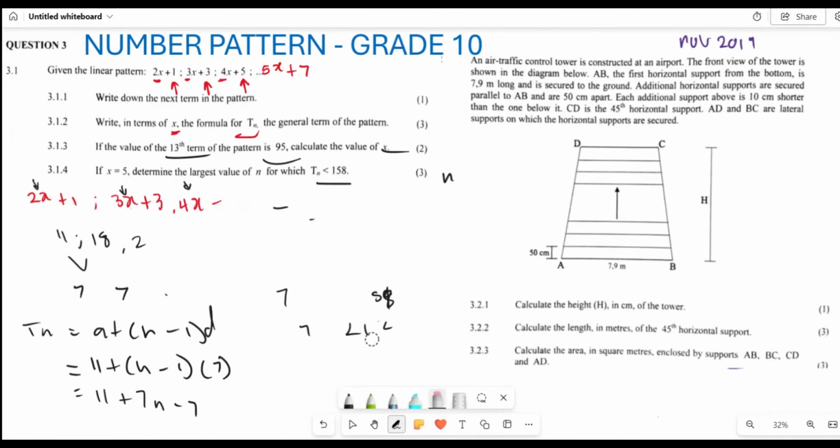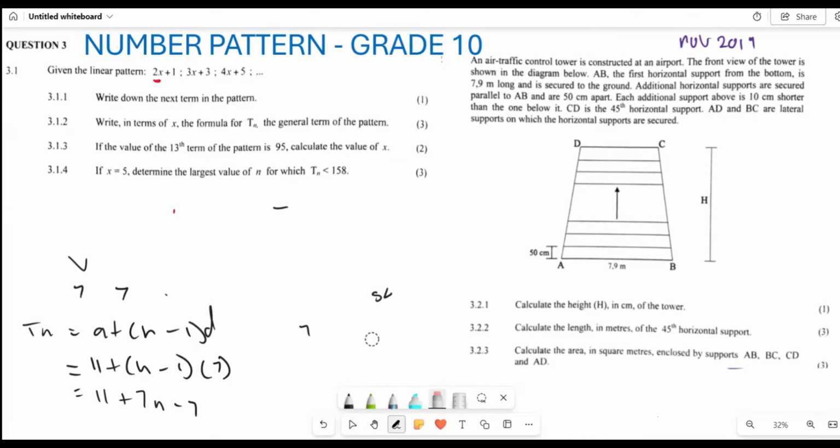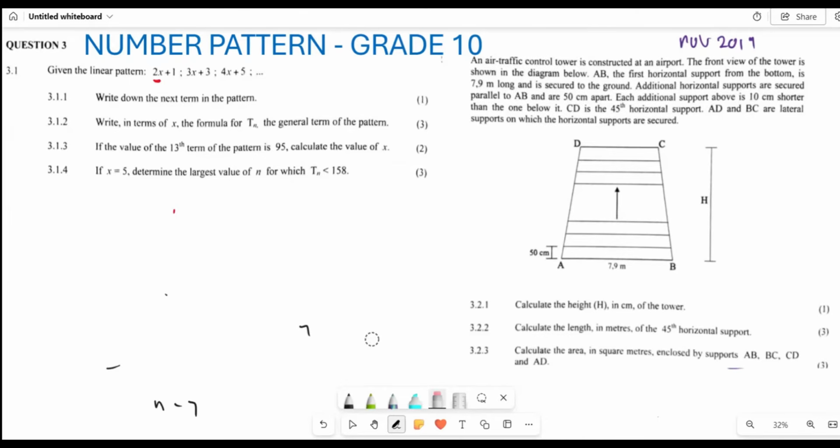Now let's move swiftly along. Now let's look at the next question. What is it that you are given in the next question so that we can be in a position to answer that, right? Let's see. So in the next question, they are saying you are having an L traffic control tower. They are saying it is constructed in an airport. Now they say the front view of the tower is shown in the diagram below.